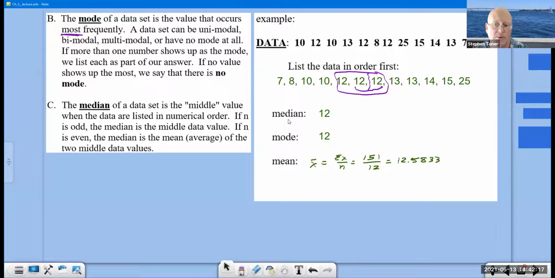Okay, all 3 of these measures are purportedly ways of describing the center of a data set. Sometimes they are all in concert, as these 3 happen to be, but sometimes they don't always work as well, but they're all considered to be measures of center.